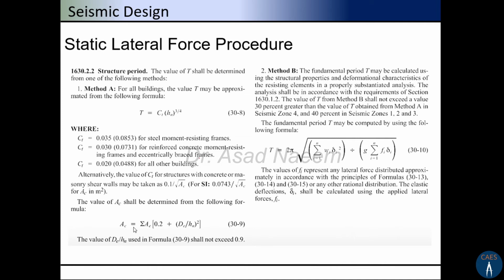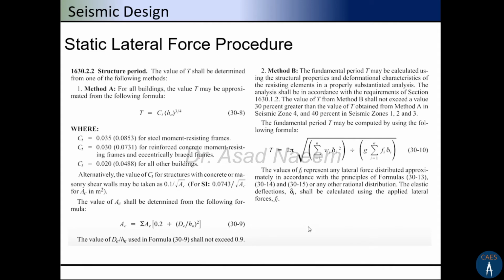In Ac, this Ae is the minimum cross-sectional area of a shear wall, and this De is the length of the shear wall in the direction of the lateral forces being applied. And this ratio should not be greater than 0.9, which is mostly the case, because the width of the shear wall will not exceed 90% of the building height. So after calculating this, we can simply calculate the time period of the building structure.